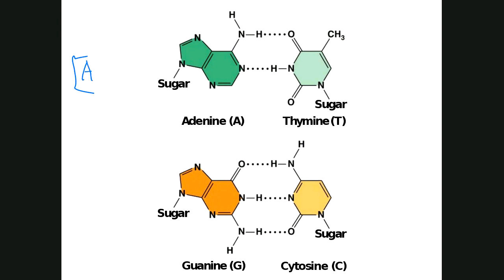Now, when we put brackets around things in chemistry, we mean concentration of. So the amount of adenine in a particular DNA sample, whatever that might be, is always going to equal the amount of thymine. This actually became known as Chargaff's rule, and that the concentration of guanine is always going to equal the concentration of cytosine.